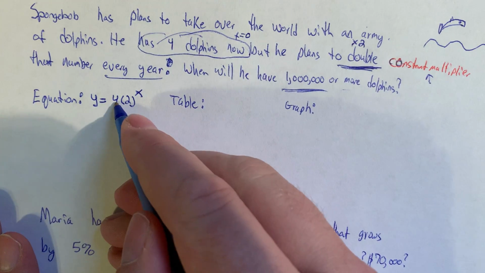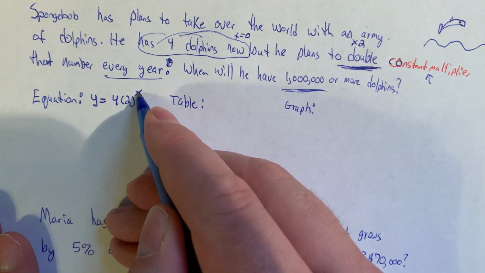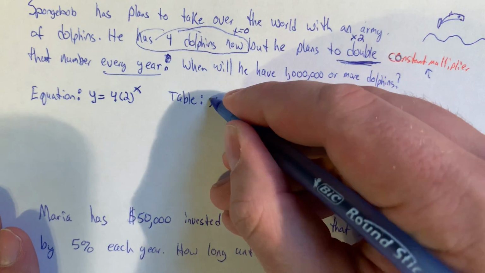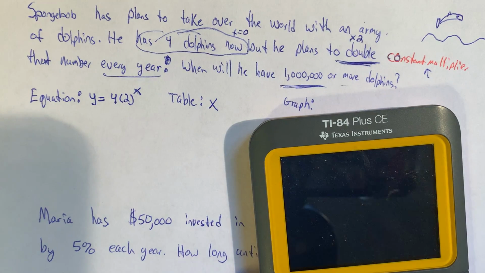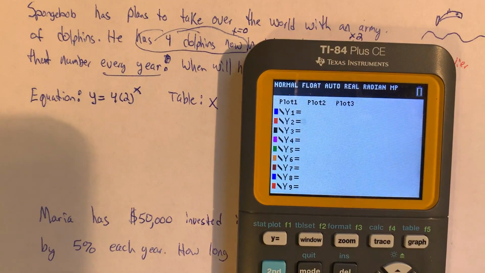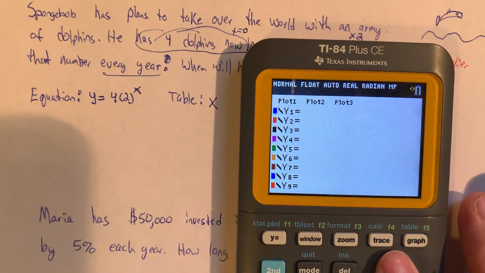Okay, he has 4 dolphins now, and every year it's going to get multiplied by 2. So every time x goes up by 1, you'll multiply it by an extra 2. Let's look at how this looks in a table. And guys, you can do this in a calculator to help you out. You can put y equals 4 times 2 to the x.